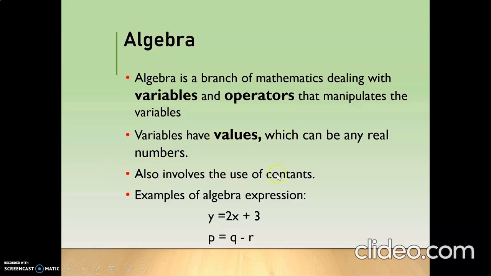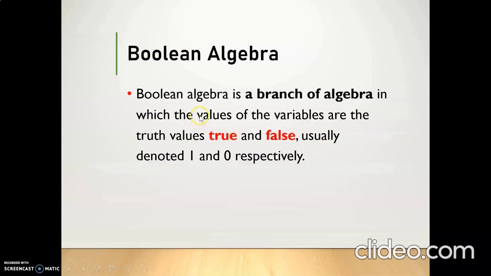And it also involves the use of constants. For example, here we have 2x plus 3. This is a constant. X is a variable, y is a variable, p, q, r are variables, minus is an operator, plus is an operator. And here in 2x, we have an operator which is multiplication or times, 2 times x. So this is algebra which you are already familiar with. Okay, so let's look at what is Boolean algebra.